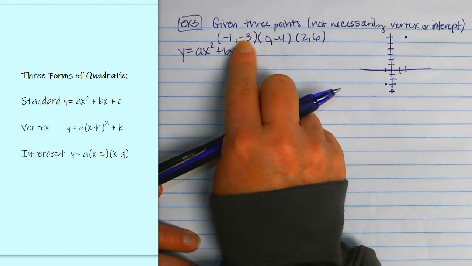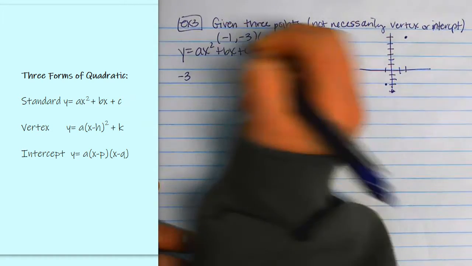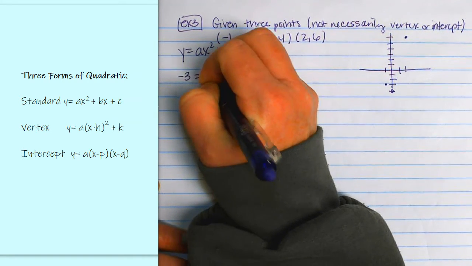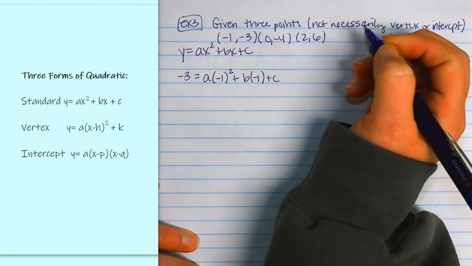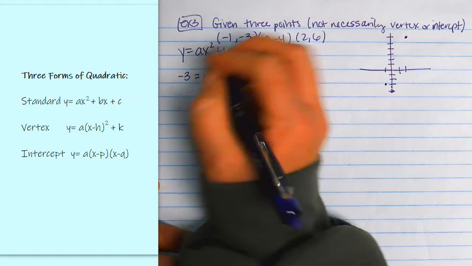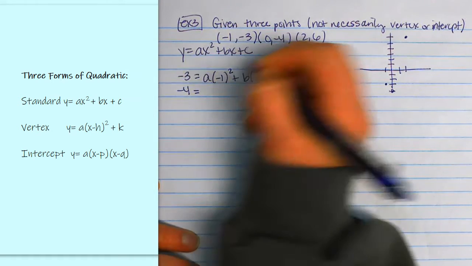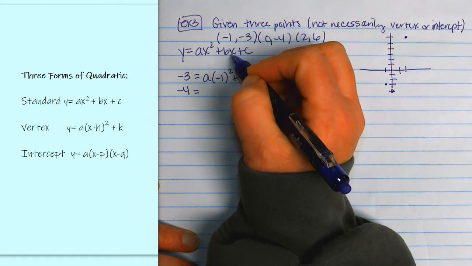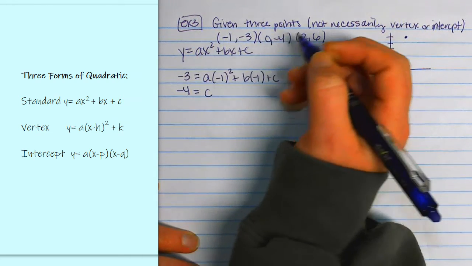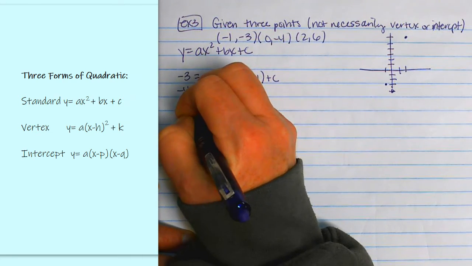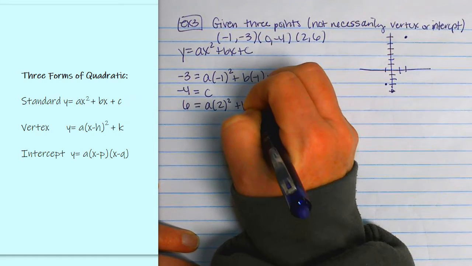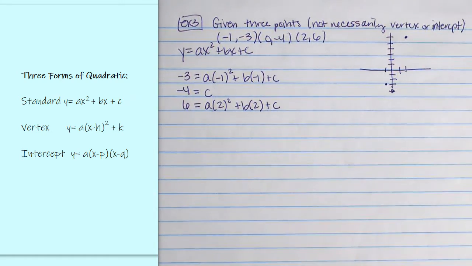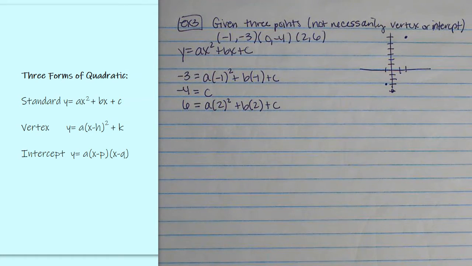If I plug in negative 1, negative 3, I have negative 3 for y equals a times negative 1 squared plus b times negative 1 plus c. Then 0, negative 4 means I'm going to have negative 4 for y, and 0 times a and 0 times b disappear and I just have c. The third one, if I plug in 6 for y and then 2 for x, I have a times 2 squared plus b times 2 plus c. So I have 2 equations with a, b, and c, and I have one with c already figured out. So I'm going to do this first.